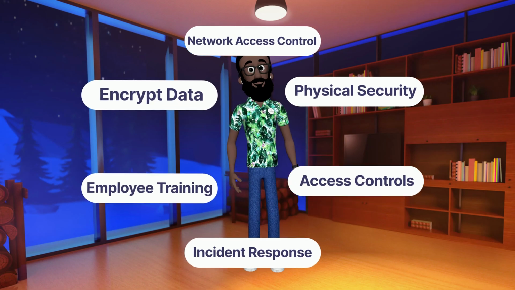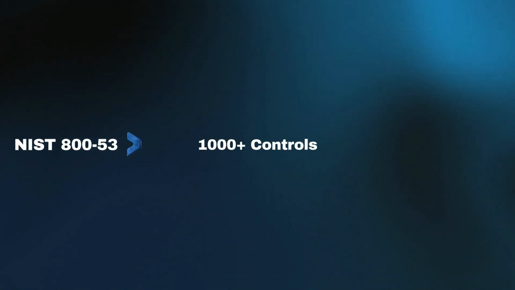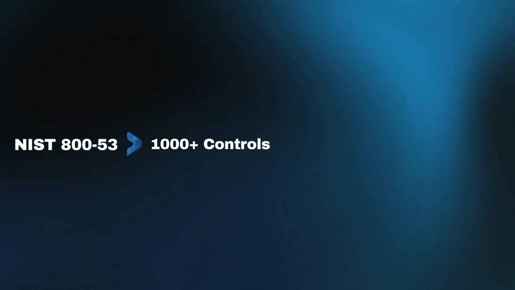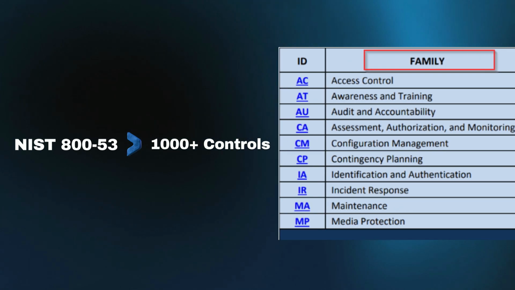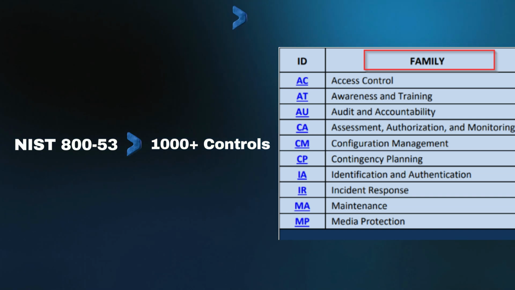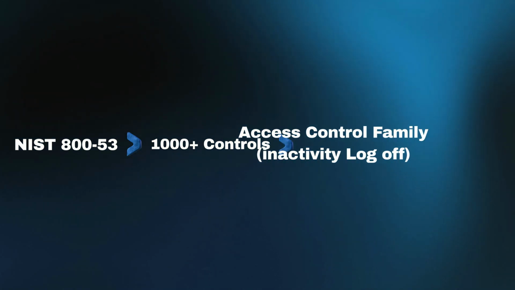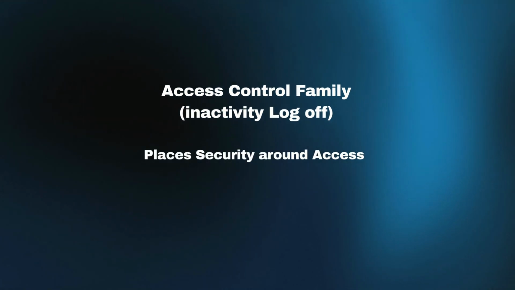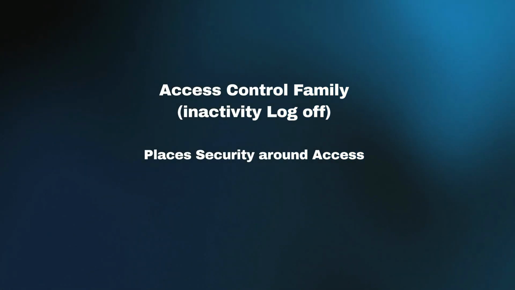There are many ways, or as Wikipedia calls it, multiple safeguards and countermeasures, to control the security of the network. Now, our main NIST document 800-53 lists about 1,000 different security controls. These security controls are grouped into different categories called security control families. Each control family has a theme. In the example that I just gave you about automatically logging off users, that security control belongs to the Access Control family. Well, this is because it places security around access.